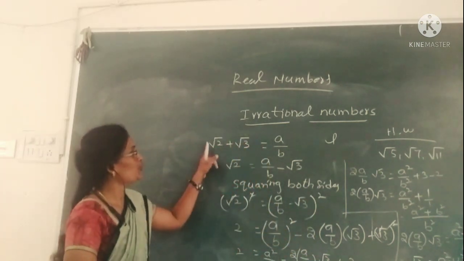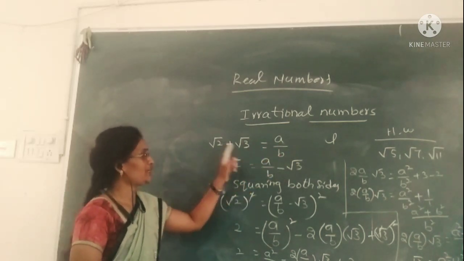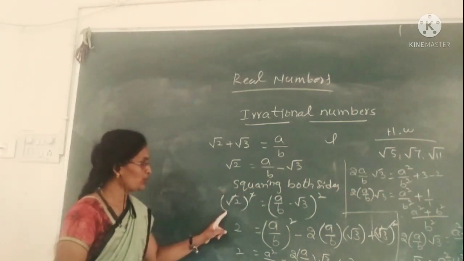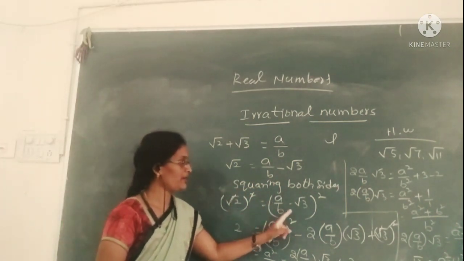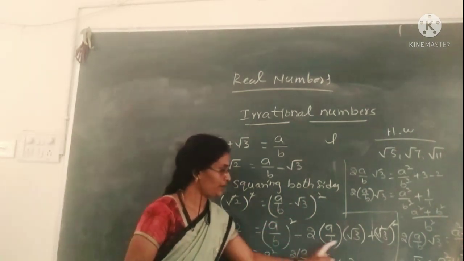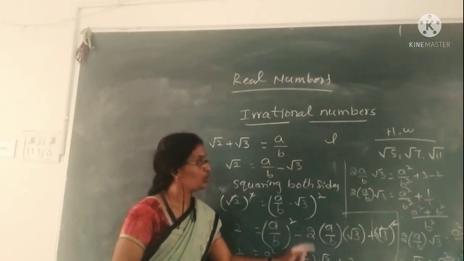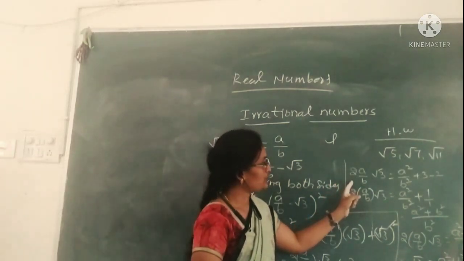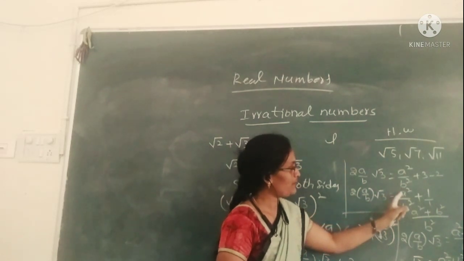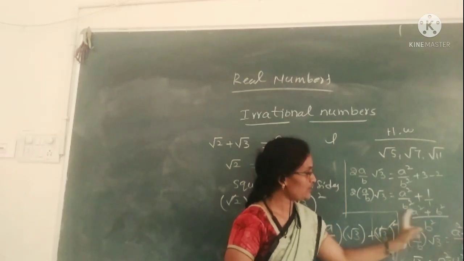Let us observe again: root 2 plus root 3 is equal to a by b, so root 2 is a by b minus root 3. Squaring both sides, root 2 whole square is equal to a by b minus root 3 whole square. Using (a minus b) whole square, a square minus 2ab plus b square, then transferring the minus 2a by b root 3 to the LHS, 2 into a by b into root 3 is equal to a square by b square plus 3 minus 2, which is 1. Take LCM 1 into b square.